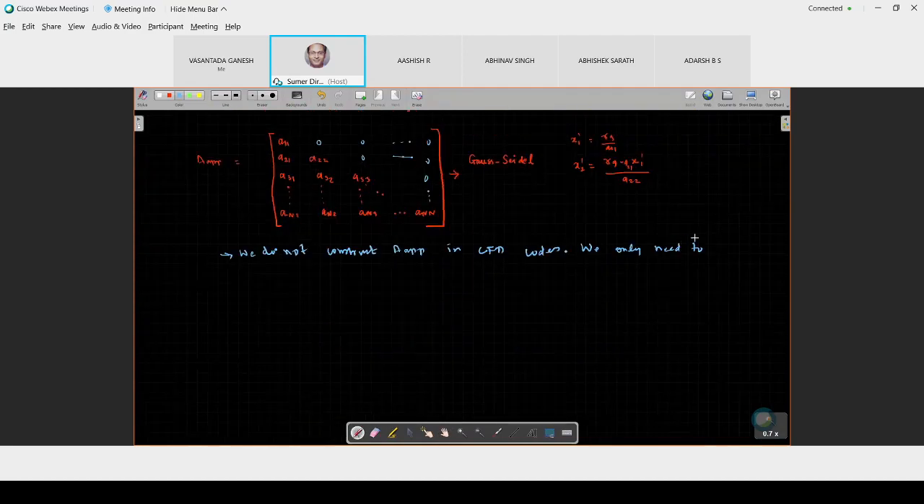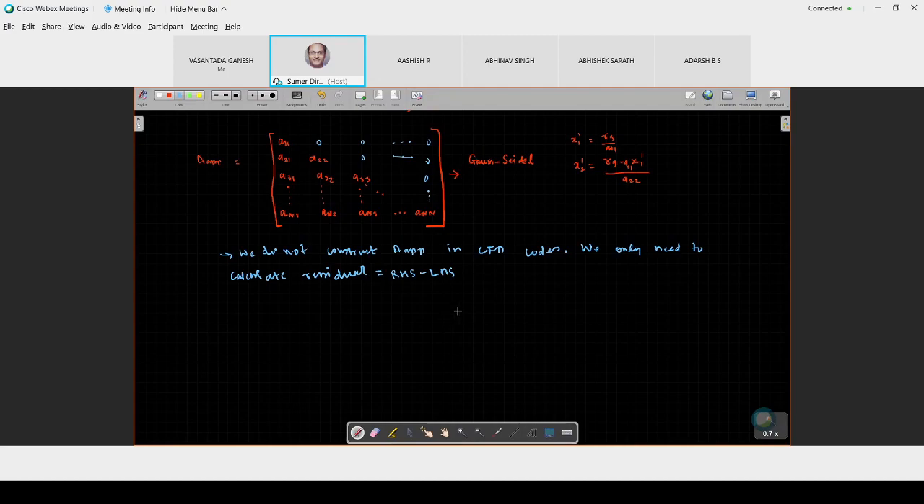This algorithm is very specific. We need only to calculate residuals. And what is the residual? Residual is equal to RHS minus LHS. That is your residual.